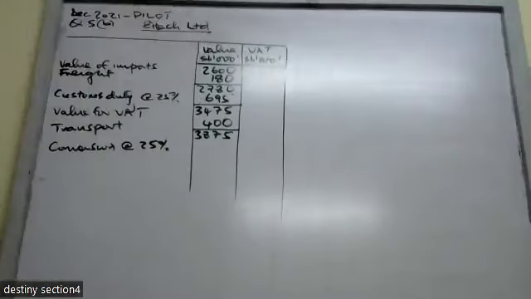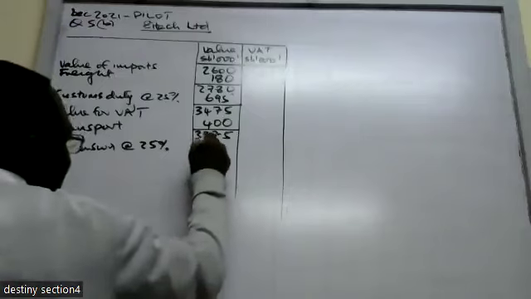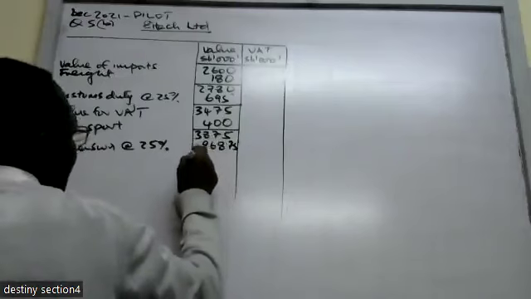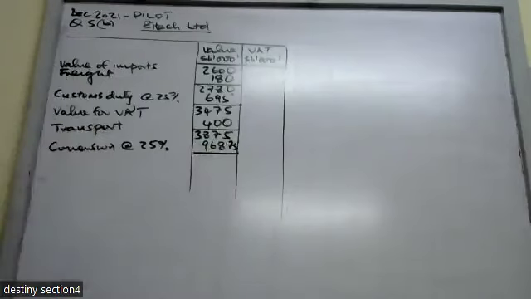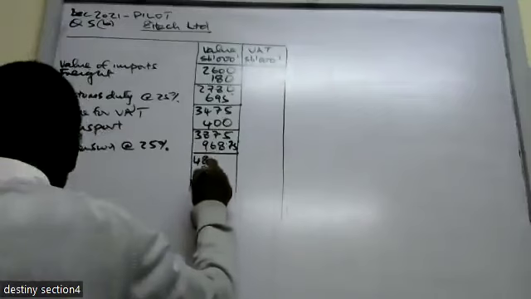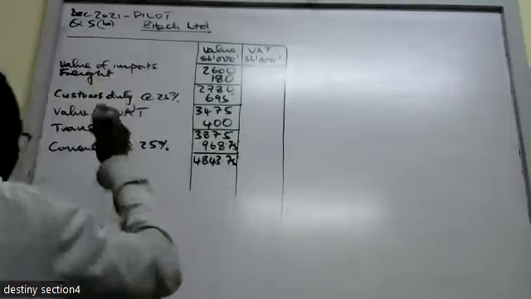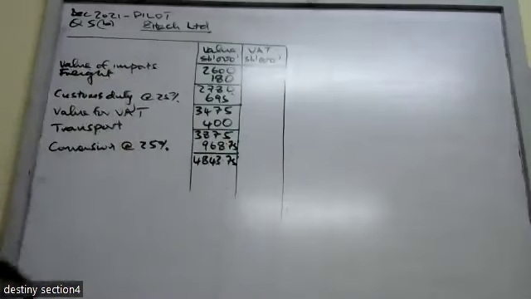So we take 3,875 times 25%, which is 968.75 conversion. Now add, and you get 4,843.75. Add conversion, and this is now the total cost, 4,843.75.